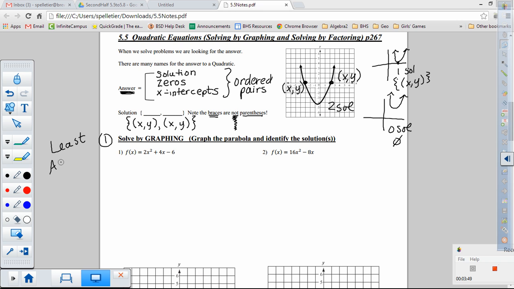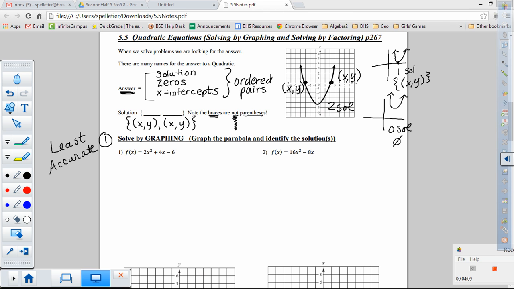Graphing is always the least accurate method for everything. It's a great way to get an idea and a thought behind what it is you're actually solving for when you do it algebraically, to see the picture and learn about it. So that's always where we start. Graph the parabola and identify the solutions. Well, that sounds pretty simple. So let's see if we're able to do that.